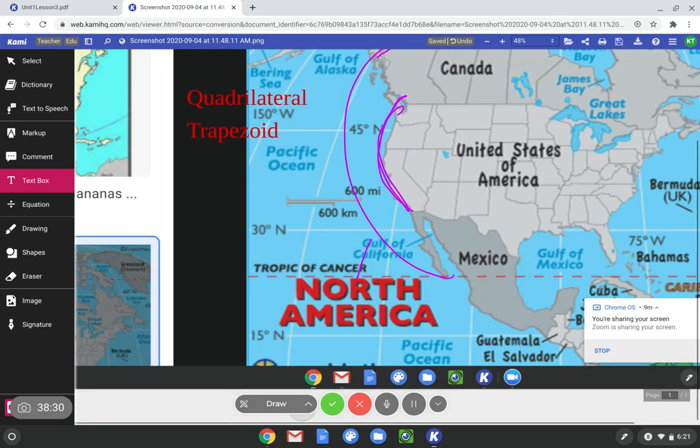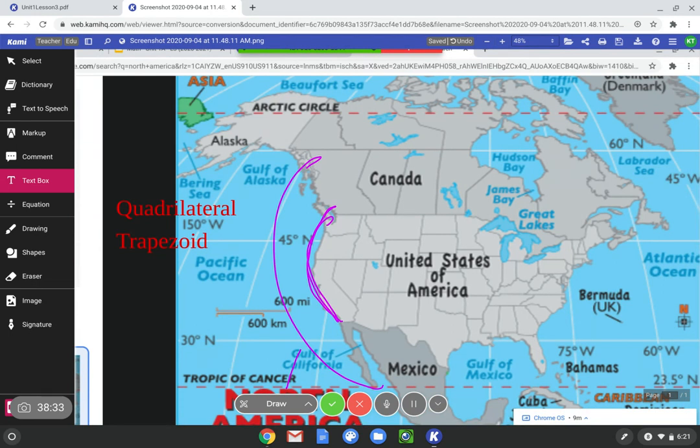North America is made up of Canada, the United States, and Mexico. So is Canada in the United States? No, it's not. So saying all quadrilaterals are not always trapezoids is like saying Canada's not in the United States. You can say Canada is in North America. That would make sense. But it's not in the United States. So not all countries in the continent are in America.